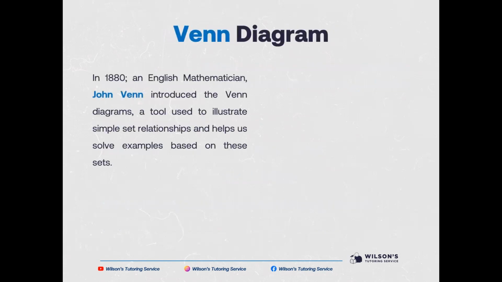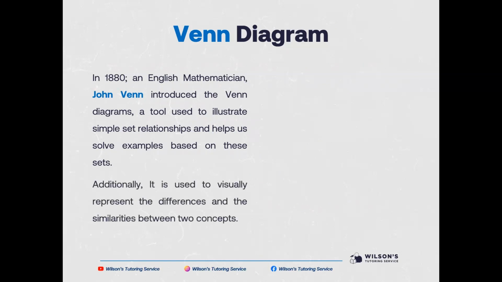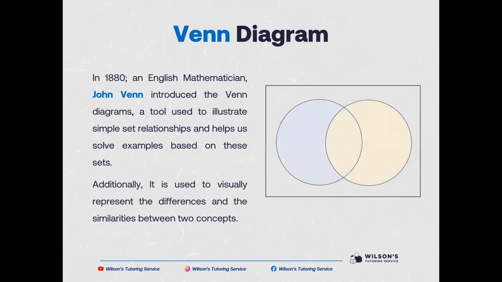The Venn diagram. In 1880, an English mathematician known as John Venn introduced the Venn diagram, a tool used to illustrate simple set relationships and help us to solve problems based on these sets. Additionally, it is used to visually represent the differences and the similarities between two concepts. Here's a look at the Venn diagram.